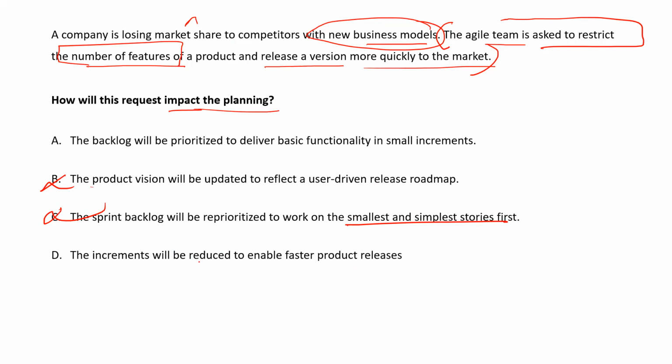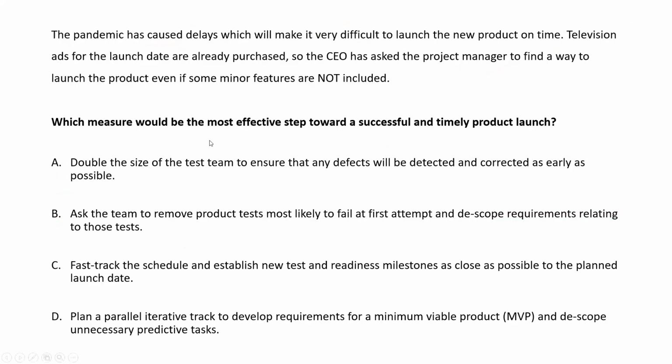Increments will be reduced or it will be increased. I think this word is wrong, right? Increment should be increased, not reduced. So it is opposite what they are asking. Gone. So remaining answer is A. Backlog will be prioritized to deliver basic functionality in smaller increments, so at least people can work together and provide the feedback and we can improve it accordingly. Well, good one.